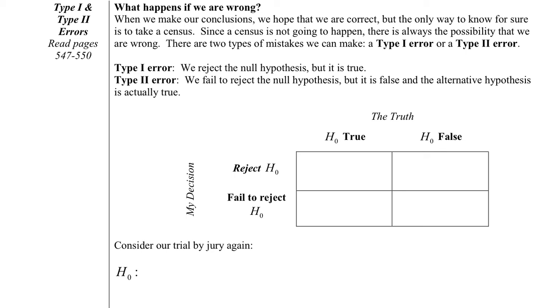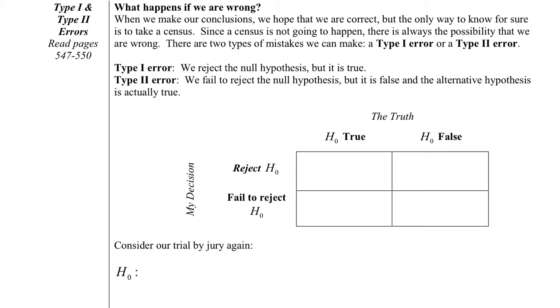So there's two types of mistakes we can make. There's a type 1 error and a type 2 error. So type 1 error, we reject the null hypothesis, but it was actually true. So we just by random chance did end up with a very extreme sample. A type 2 error is we failed to reject it, but it actually was false. And the alternative hypothesis is actually true.